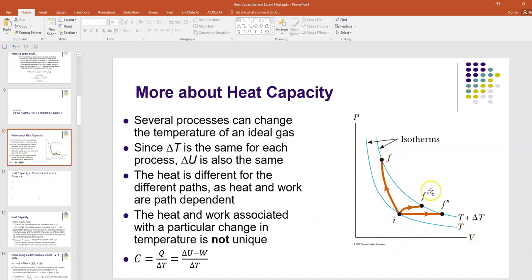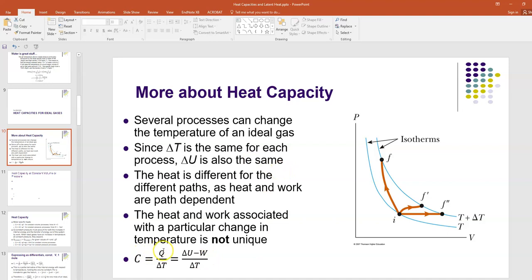The final points F, F prime, and F double prime, each one of those is at a different volume, right? Even if they all end up at the same temperature. Now, since we know that the work is proportional to the change in the volume, then that means that the work is not going to be the same for any one of those three paths, right? Well, if the work isn't the same, then that means the heat also must be different to arrive at the same final internal energy, okay? So, the heat and work associated with a particular change in temperature is not unique, even if delta U, the change in the internal energy, is unique.